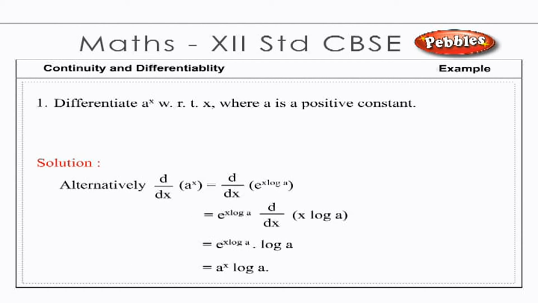Alternatively, d by dx of a power x is equal to d by dx of e raised to x log a, which is equal to e raised to x log a into d by dx of x log a, which is equal to e raised to x log a into log a, which is equal to a power x into log a.